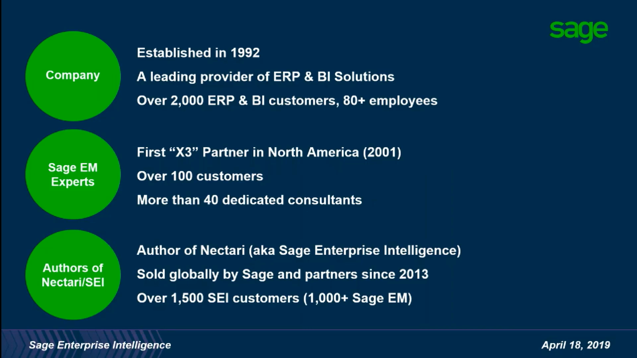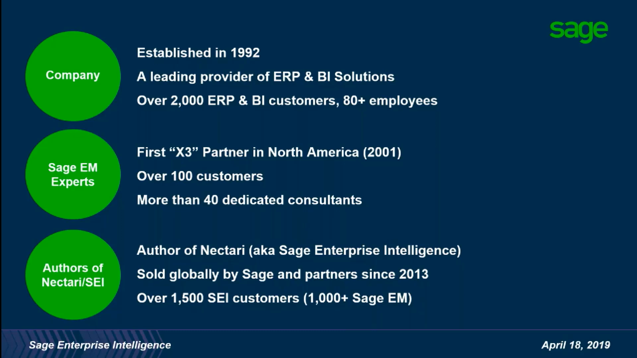We're a provider of ERP software, Sage software, as well as other softwares, and BI solutions. We have over 80 employees here in Montreal, 40 consultants that are actually dedicated to Sage EM, which is Sage's mid-market ERP solution. We have over 100 Sage EM customers. And the most important fun fact on us today is that we are the author of Sage Enterprise Intelligence, formerly known as Nectari.